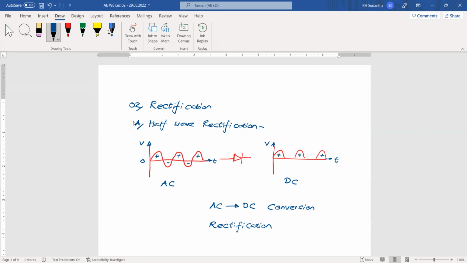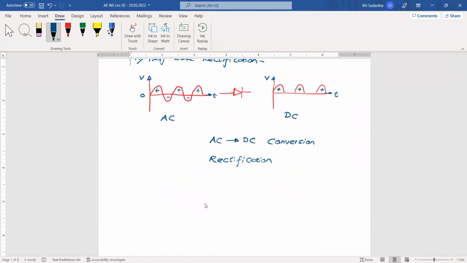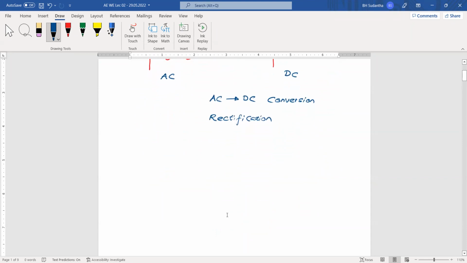This is half wave rectification. Actual diagrams, if we draw actual diagrams like that, for example, then why do we need this rectification? Normally, our commercial supply, commercial supply coming from CEB.